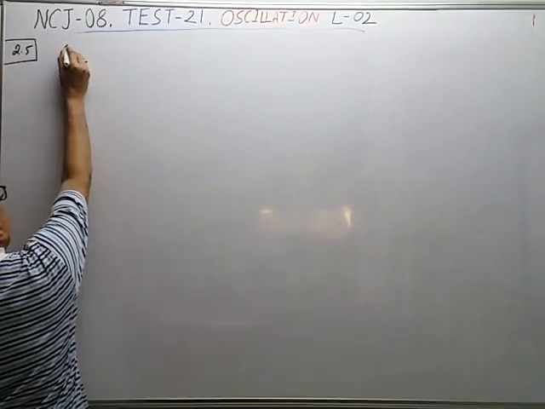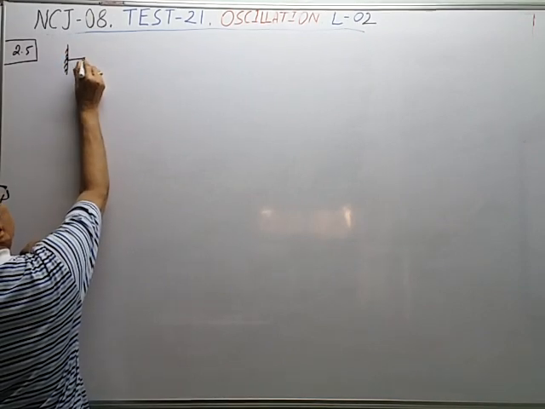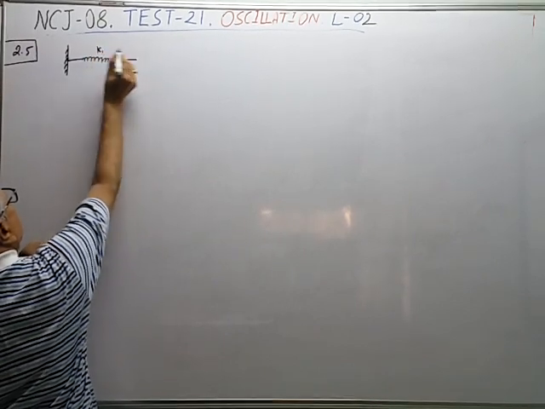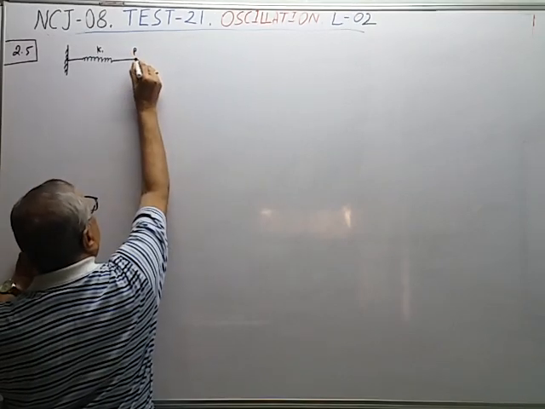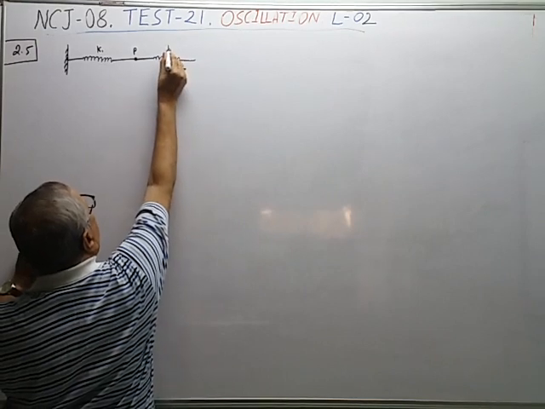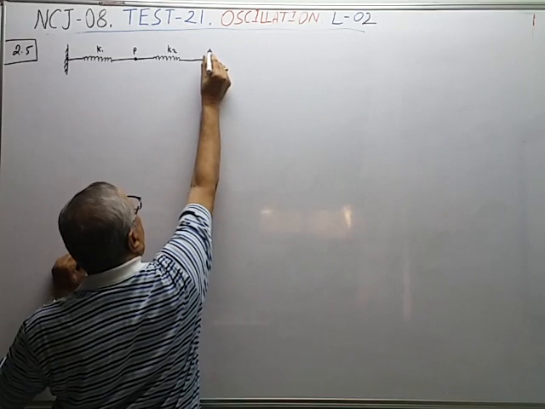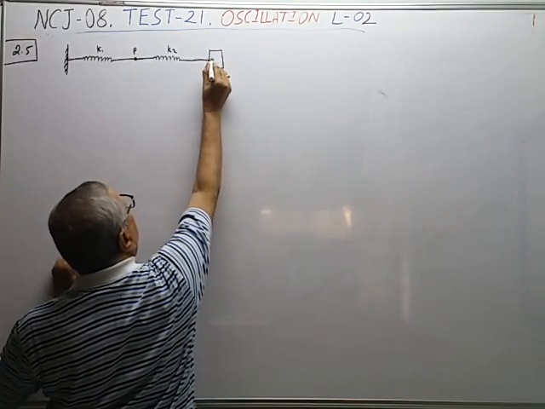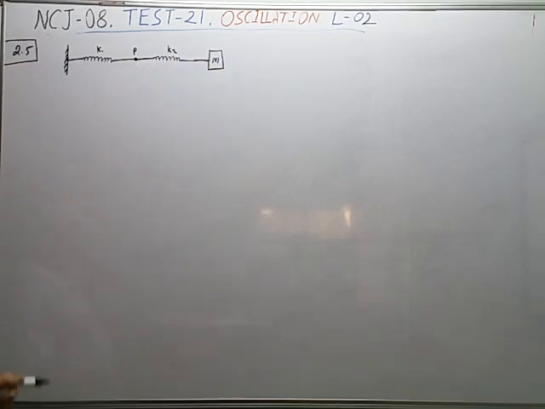This is the rigid support. This is the first spring having spring constant K1. This is the point P joining the two springs. This is the another spring of spring constant K2, and here it is a mass M. So we have to find the amplitude of P.